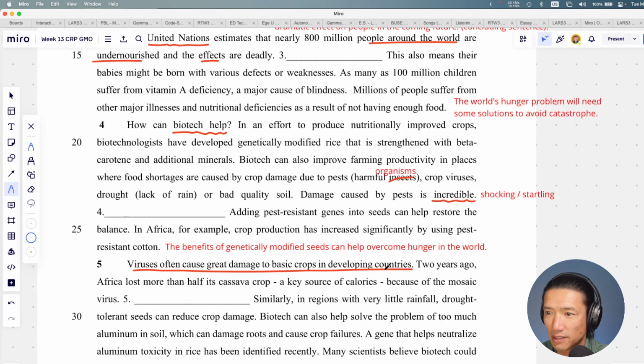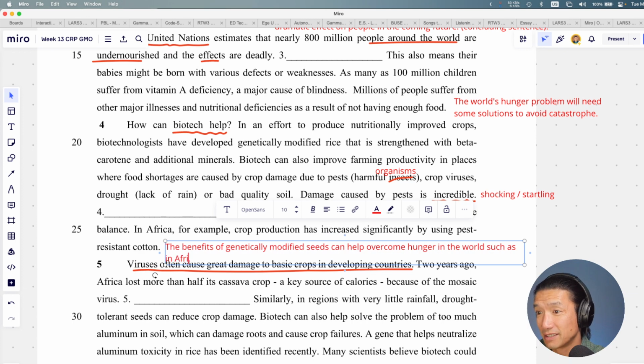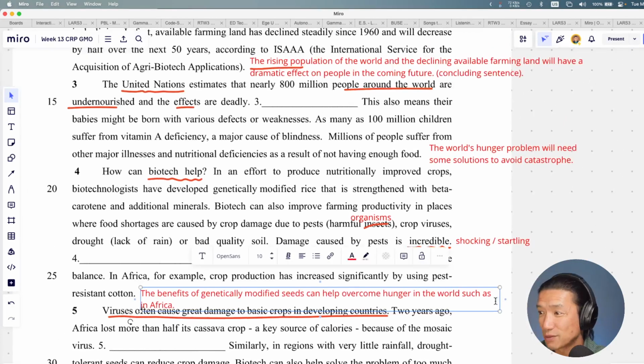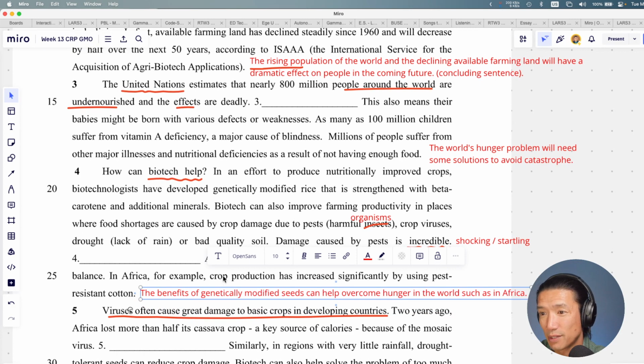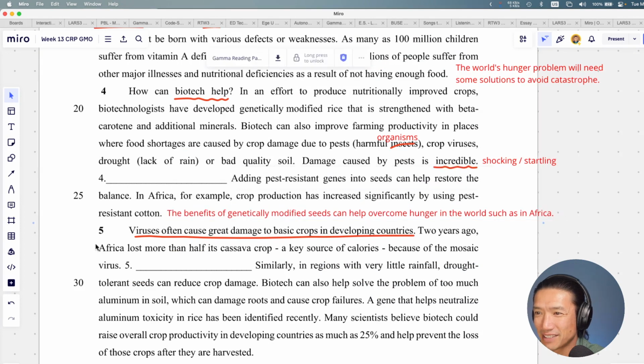Two years ago, Africa lost more to hunger in the world. Let's just say, let's transition into the next. How will we do that? We can mention such as in Africa, right? There. And now, wow, we have a connection, and we're connecting it into this, okay? And maybe this essay was meant for you to write concluding sentences because they just forgot to write any concluding sentences.